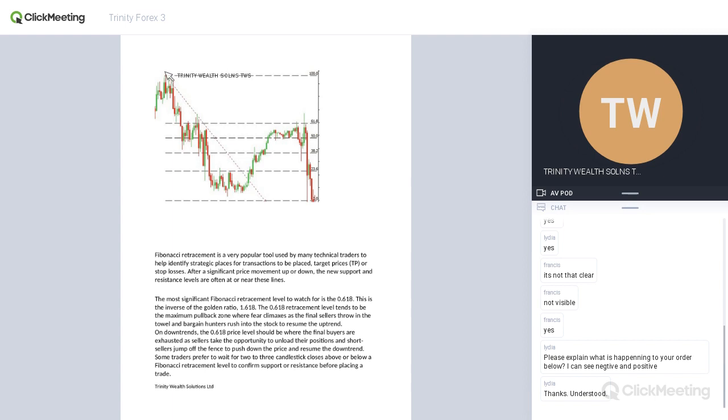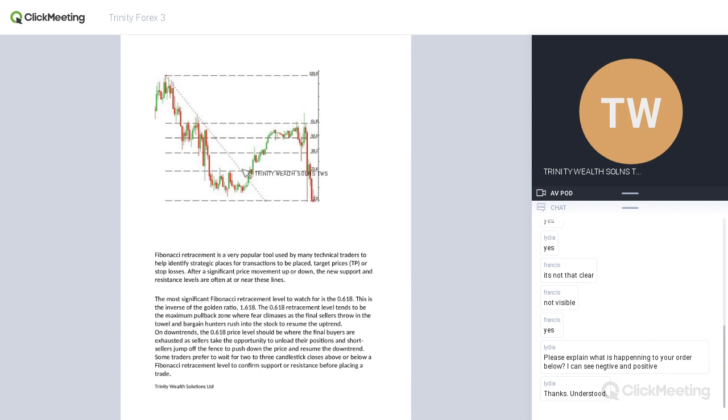So you draw, if it's a downtrending market, you place your cursor high, drag it down, release at the low here. Then the ratios are generated here. You can see we have 23.6%, 38.2%, 50, and 61. All right, they're automatically generated.